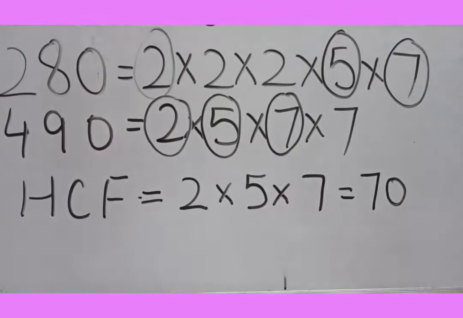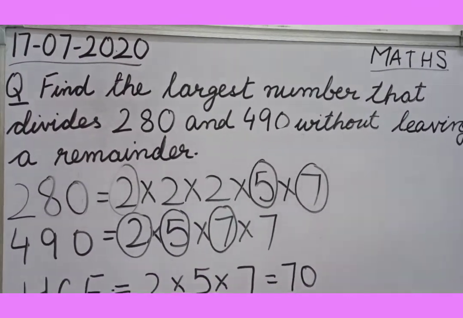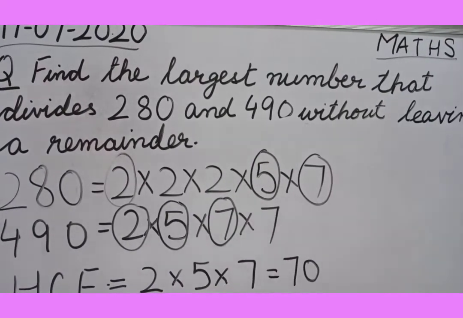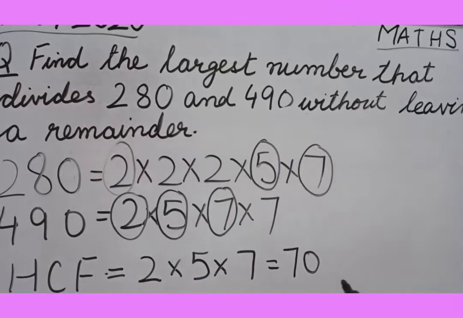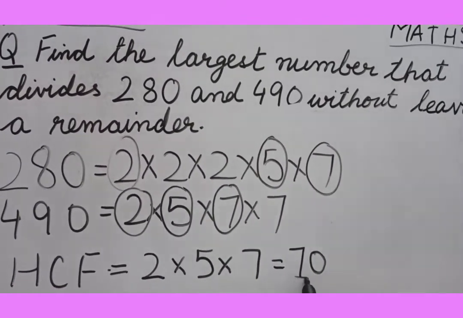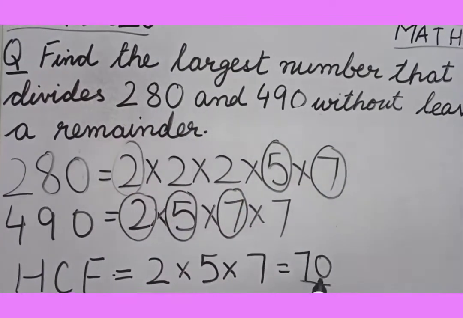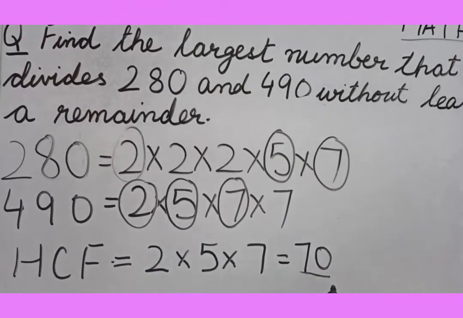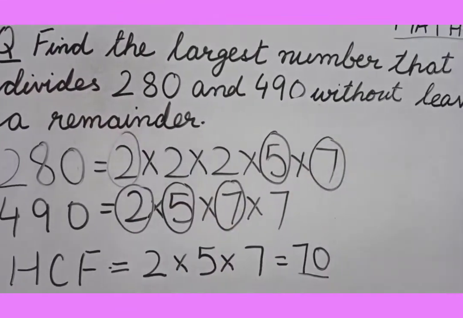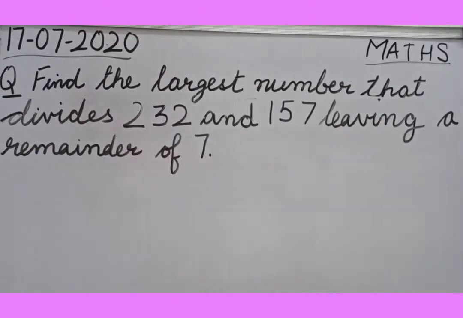So the answer for the question, find the largest number that divides 280 and 490 without leaving a remainder, is the number 70. When we divide 280 by 70 and 490 by 70, it will divide completely and we will not get any remainder. So now students, there is another question.